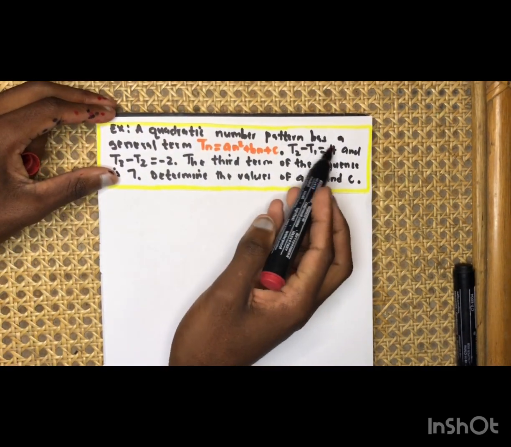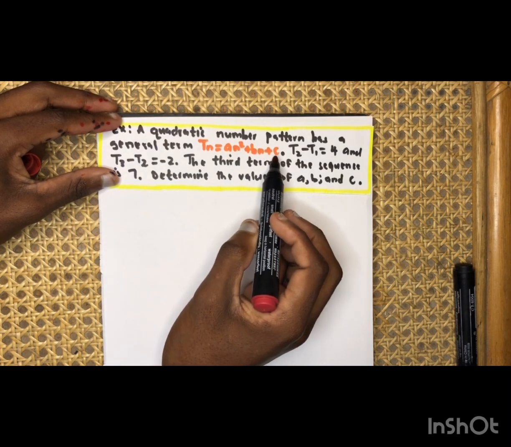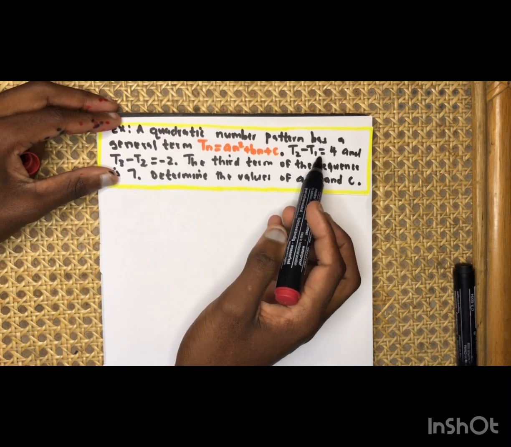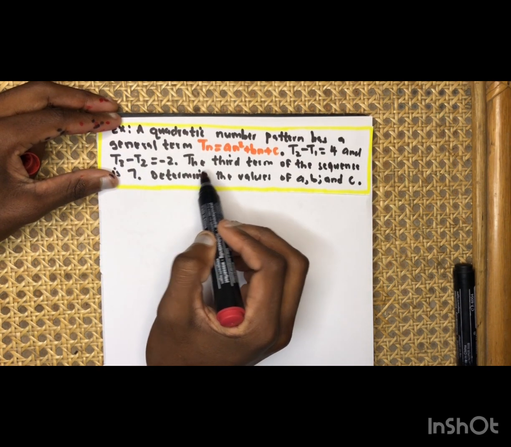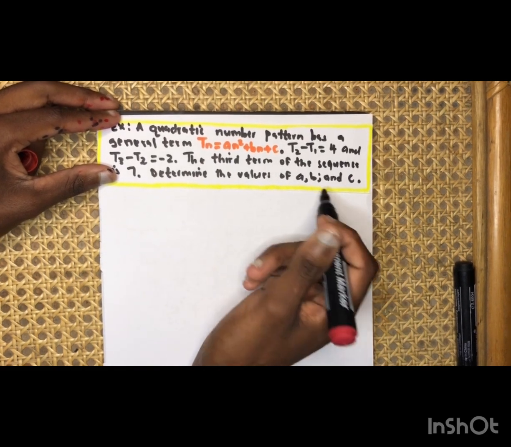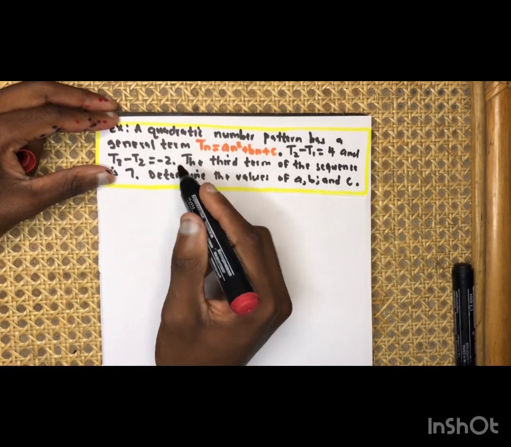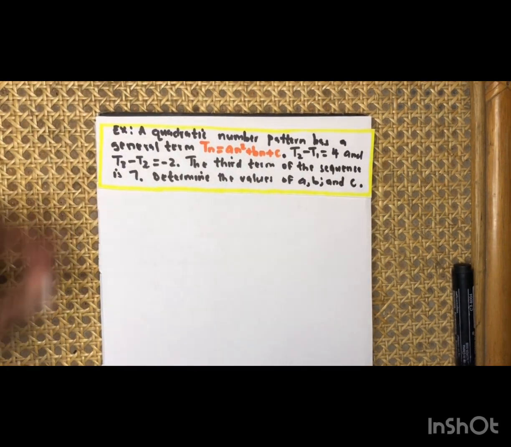A quadratic number pattern has a general term of Tn is equal to an squared plus bn plus c. T2 minus T1 equals 4, and T3 minus T2 is equal to negative 2. The third term of this sequence is 7. Determine the values of a, b, and c. So guys, we're still determining the general formula, but we need to apply the information that we are given.